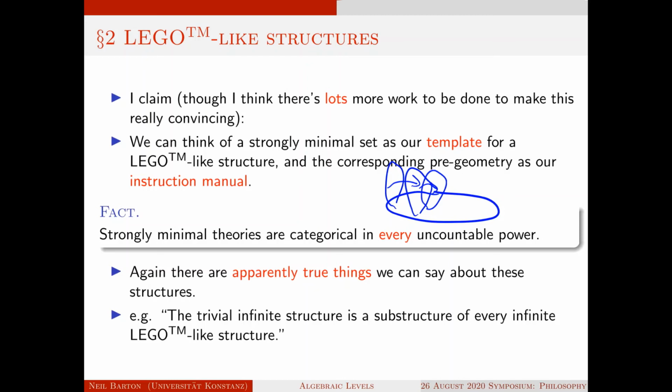So for instance, the trivial infinite structure, so this is the structure that just consists of a pure cardinality with no relations on the points, is a substructure of every Lego-like structure. Now I make no claim about the bases here. This is just a claim purely about the incomplete structures. I don't tell you the size of the model, but I have a particular pattern in some sense, and I have a way of, from this initial strongly minimal set, constructing my model.